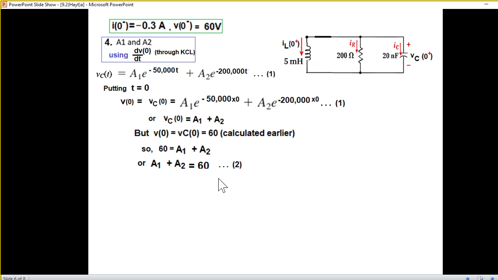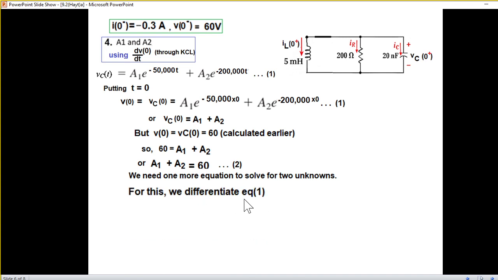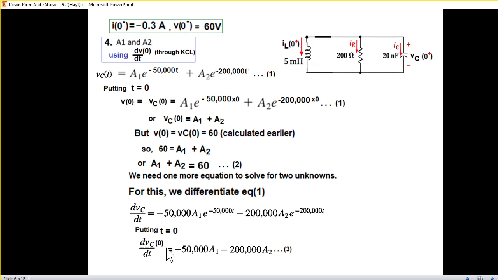But these are two variables, and to find both of them we need another equation. To get the second equation, we have to differentiate equation number 1. We differentiate this, and this is the differential equation. And here also again we'll put t equal to 0. Putting t equal to 0, this will be 0. Remember there is a t, we are just not writing it here. This is 0. This one is also 1, and this one will also become 1. So this is the relation. Now we don't know how much is dVc/dt. So for this, we'll have to go back to the circuit and try to find this value.